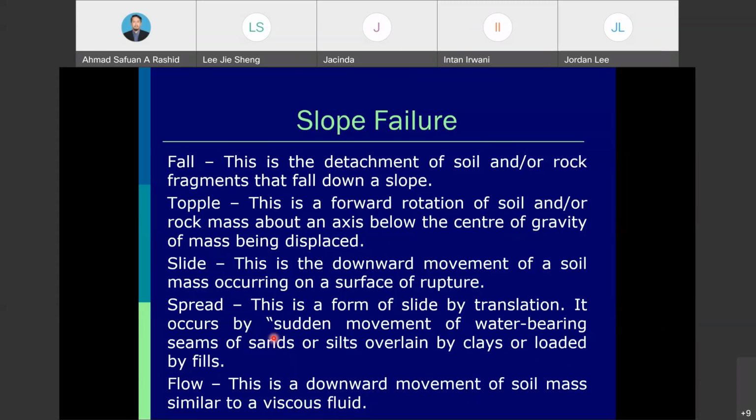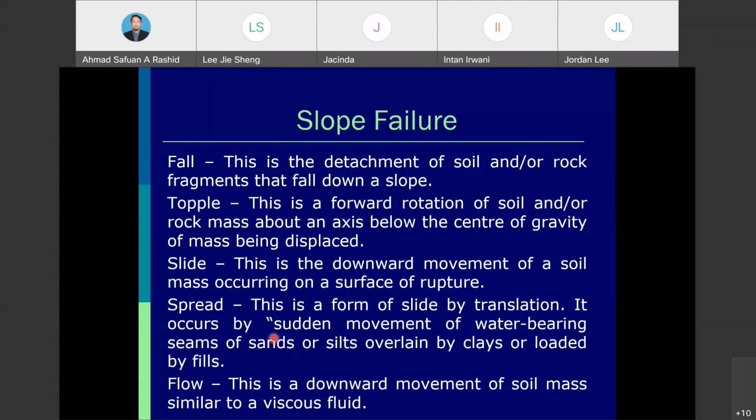Normally for the spread, when we analyze the infinite slope, we should imagine there will be a failure surface in order to calculate the factor of safety value.